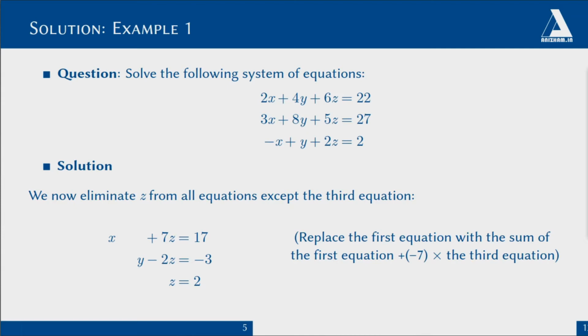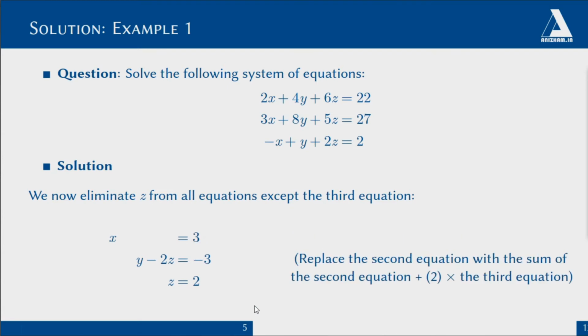Now in the next step, we have to eliminate z from all the equations except the third equation. In order to eliminate z from the first equation, we replace the first equation with the sum of the first equation plus minus 7 times the third equation. Why do we take it as minus 7? Because here it is plus 7, so if we add minus 7 to this one, it will become 0. So this term will become 17 minus 14, that is 3. So the first equation becomes x is equal to 3.